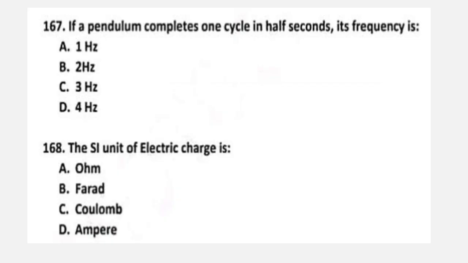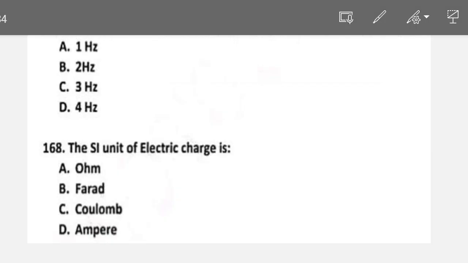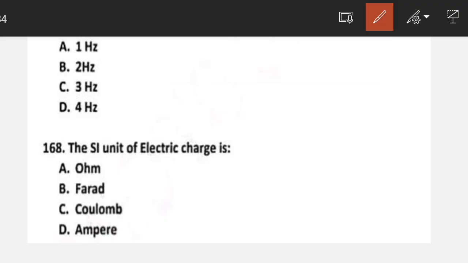Question number 167 is if a pendulum completes one cycle in a half second, its frequency is, we know very well that frequency is equal to number of cycles divided by time. Here it completes one cycle in 0.5 seconds, means it is equal to 1 divided by 0.5, means it will be 2 hertz. So the frequency will be 2 hertz because the frequency is equal to number of cycles divided by time. So the correct option will be option B.